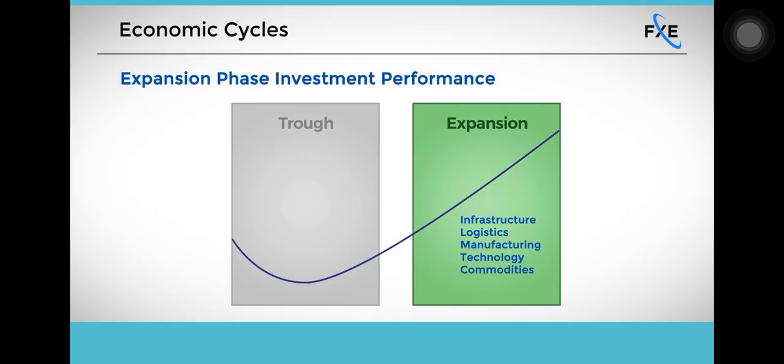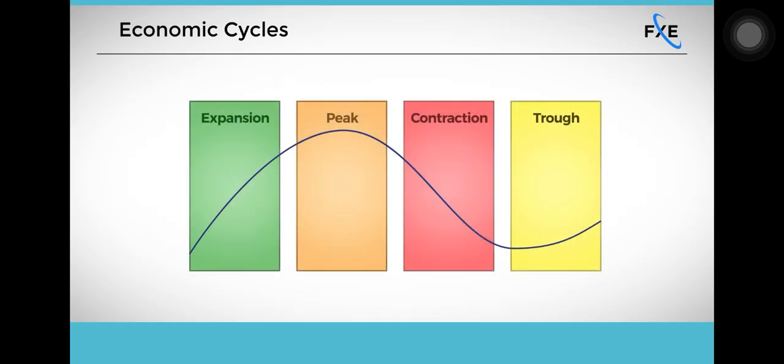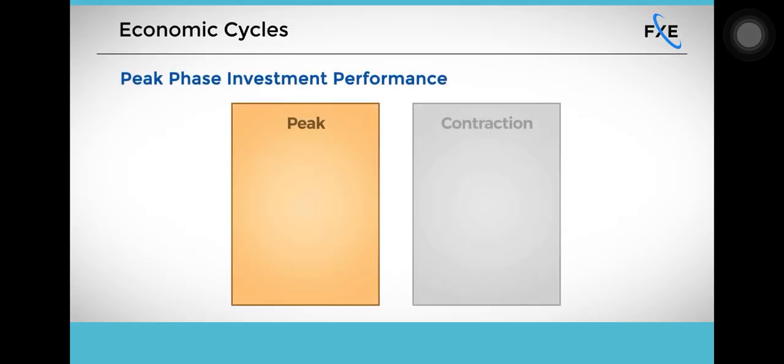Let's now have a look at second half investment performance. The next section focuses on the latter stages of the economic cycle, when growth is starting to waver and consumer spending and confidence begin to decline. Let's look at the peak phase investment performance. At this point of the economic cycle, the market begins to look overheated and extended, and concerns of a recession start appearing in the news. The share market begins to look expensive, and inflation is on the rise.